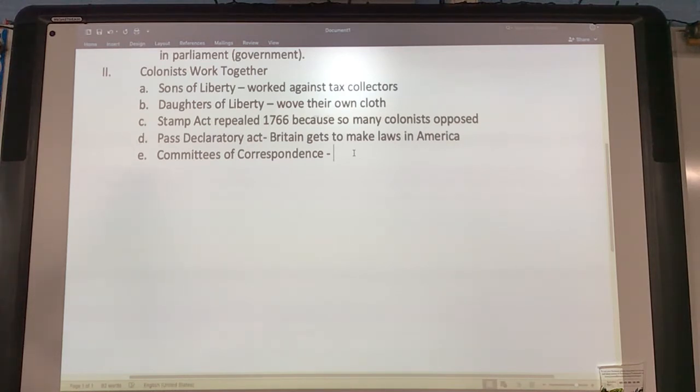Members of these committees wrote letters to one another. In their letters, they told about what was happening in their town and colony. Samuel Adams organized the first Committee of Correspondence in Boston in 1764. Adams had spoken out many times against British imperial policies. These were the laws and orders issued by the king and the British Parliament. The next year, colonists in New York formed another committee. Colonists soon spoke about the need for a committee of correspondence in every colony.